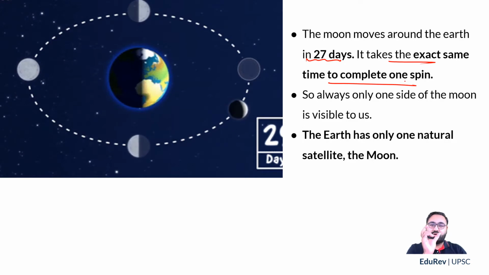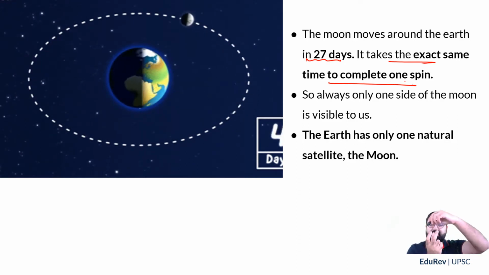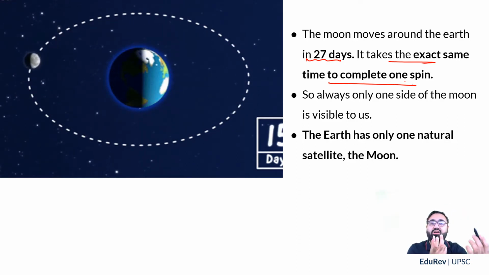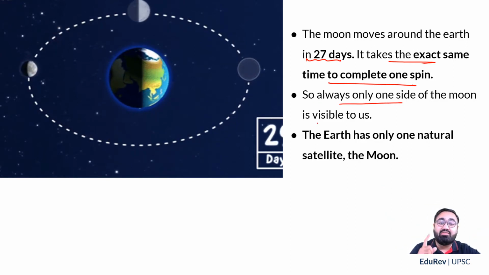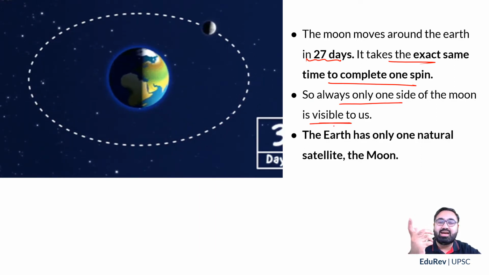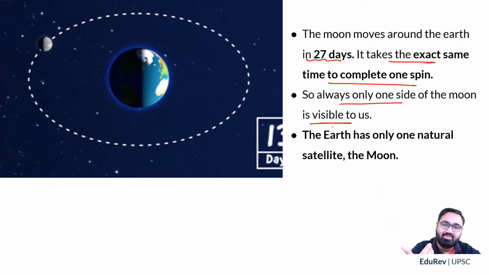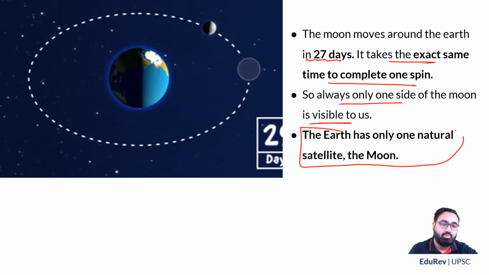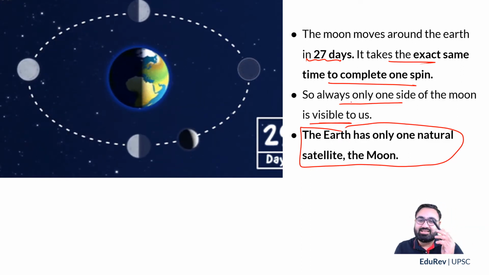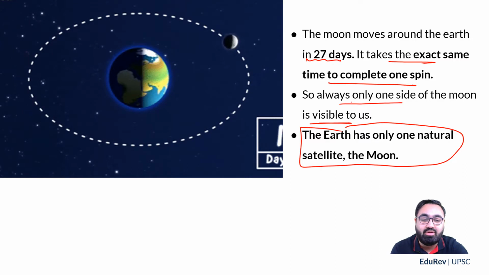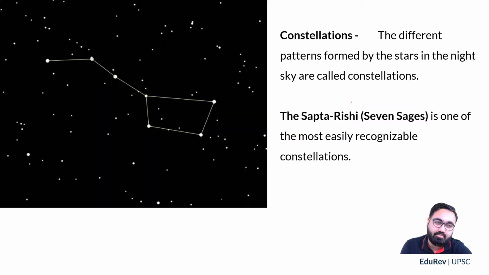So the period for its one rotation is equal to the period for its one revolution as well. And that is why, interestingly, from the earth, we can only see one side of the moon, because by the time the other side would have to come in, it also basically takes a rotation. So Earth has only one natural satellite, the moon, and even for that satellite we only see one single side. We never get to see the other side of the moon from planet Earth.